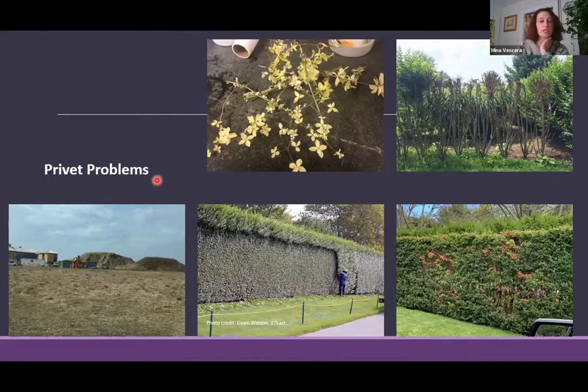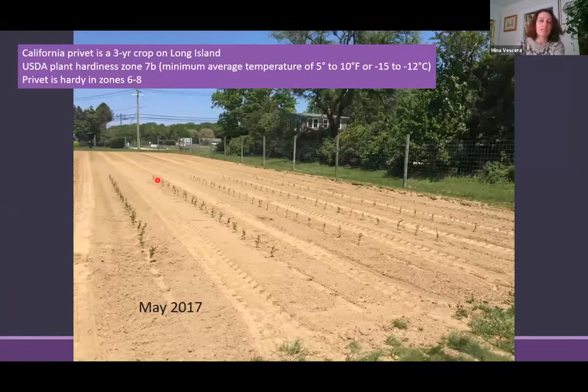So a lot of people need privet to be replaced, or there's privet planted against privet. There's just a big demand for it. California privet is a 3-year crop here on Long Island. This is just a small trial that I did a few years ago to test different types of fertilizer.